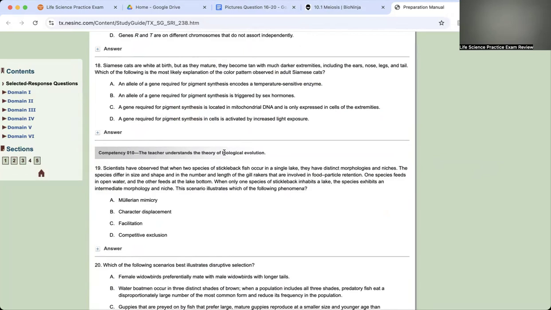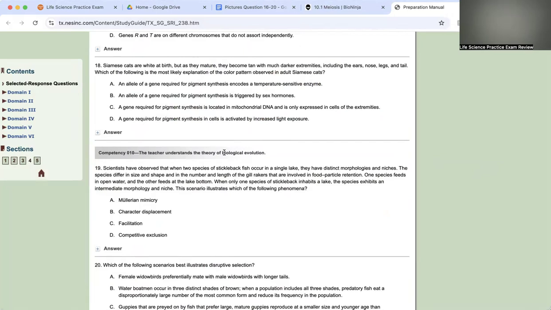C is also wrong. C says a gene required for pigment synthesis is located in mitochondrial DNA and is only expressed in cells of the extremities. So C is wrong because the mitochondrial DNA has nothing to do with pigmentation.